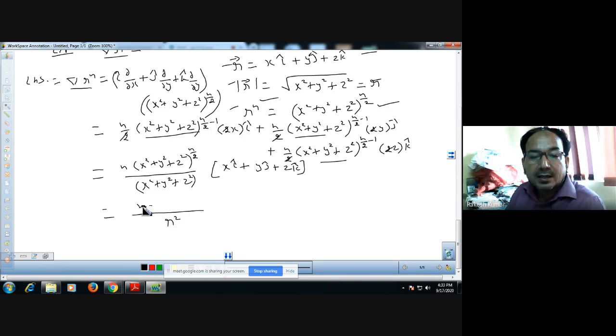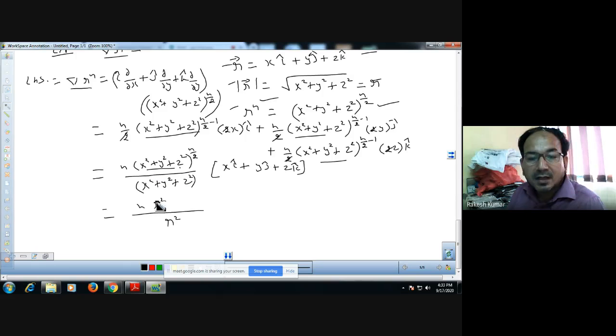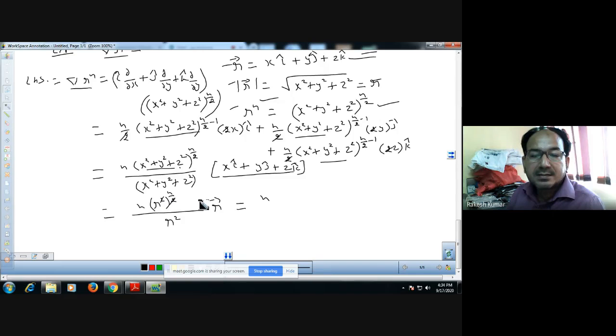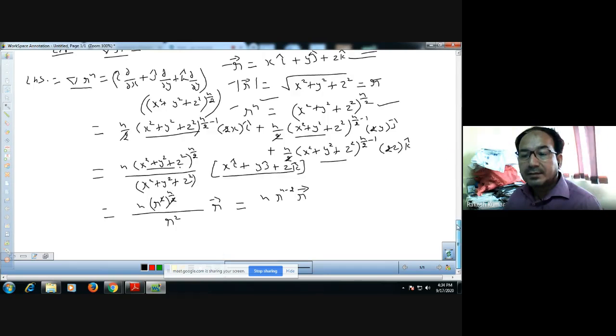And what is this? This is r square. This value is also r square raised to power n by 2. And what is this? This is vector r. You see. So use the values, and these will be cancelled, and r raised to power n, and this 2 in the denominator, and we write here n r raised to power n minus 2 into r vector.